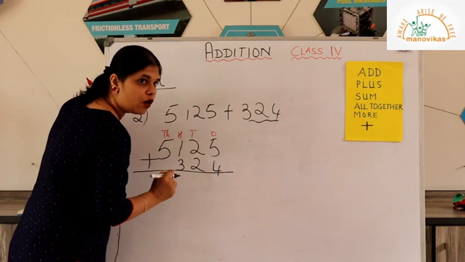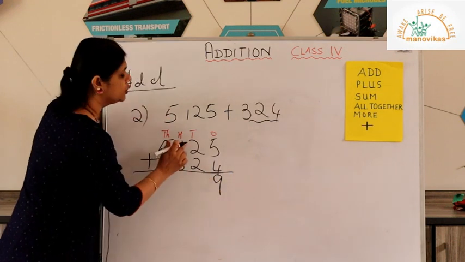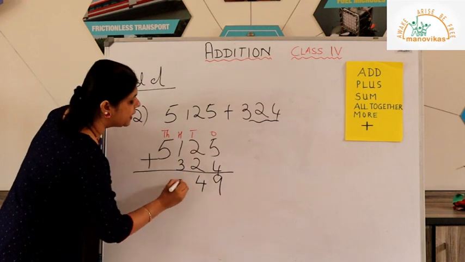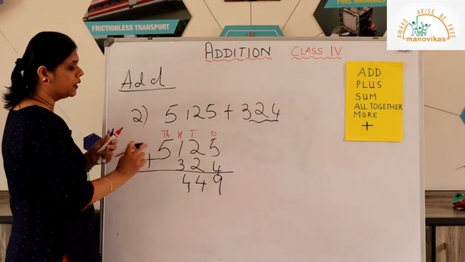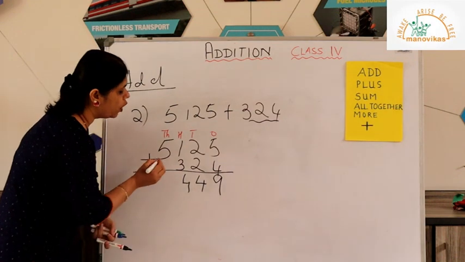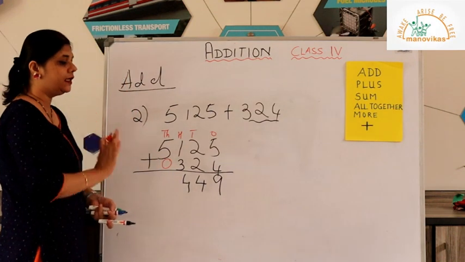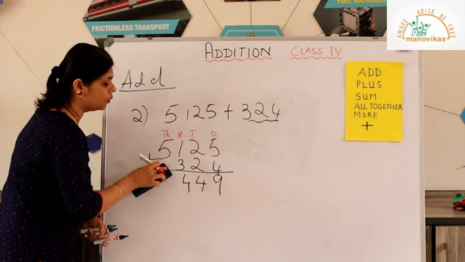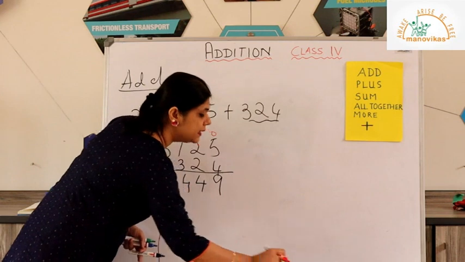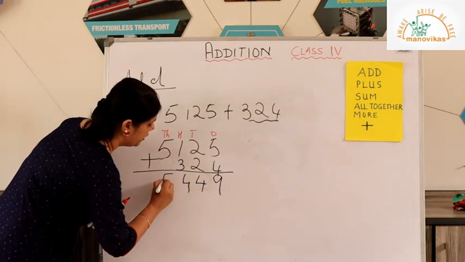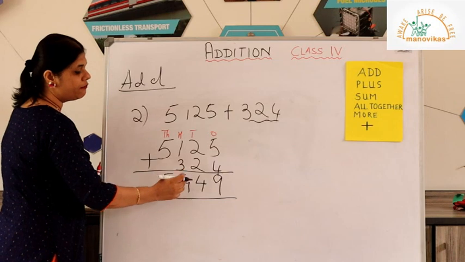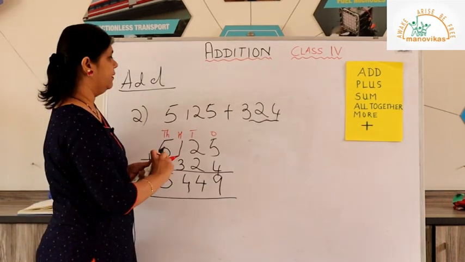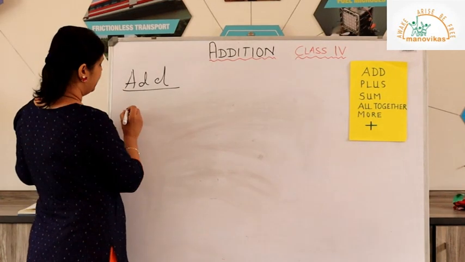Now 5 plus 4 is how much? 9, correct? 2 plus 2 you all know is how much? 4, right? 1 plus 3 is 4 again. Now here there is no digit. So what do you assume it to be? 0. No need of writing the 0, but you assume that it is 0. And then 5 plus 0 is how much? 5. So what is the answer? 5, 4, 4, 9. Am I correct? Please check it, children.